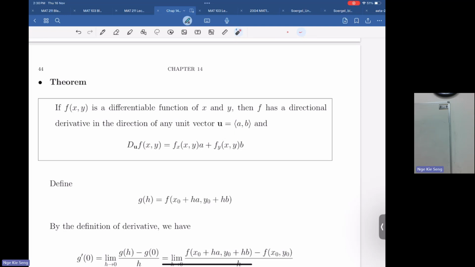Do you understand this theorem or not? Okay, to find any directional derivative, what do you do? You have a direction (a, b), so you just take a multiplied by the x partial derivative plus b times the y partial derivative. Okay, so why is this true?